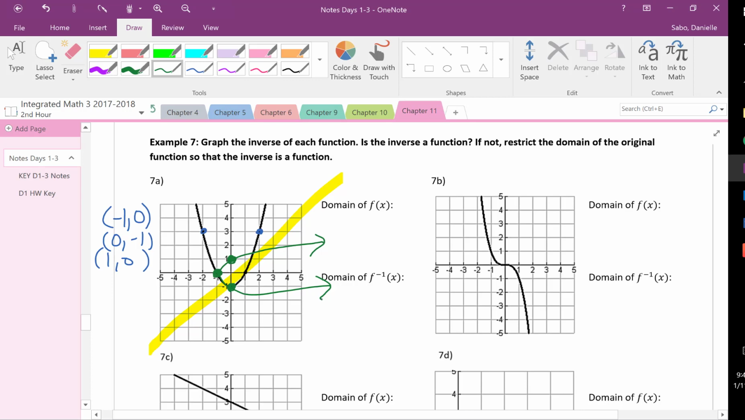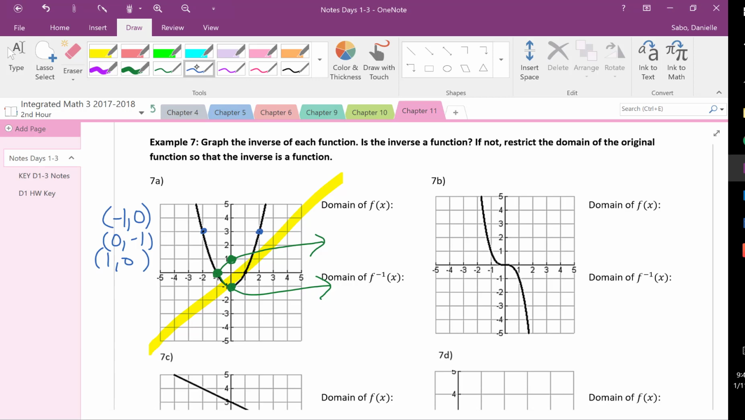Now, the second question asks, is the inverse a function? When you're looking to see if the inverse is a function, I have to look at my original here. Does it pass the horizontal line test? No, because it crosses more than one time. In order to pass the horizontal line test, it only can cross one time. So is the inverse a function?